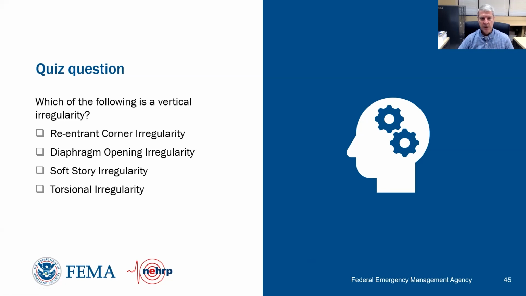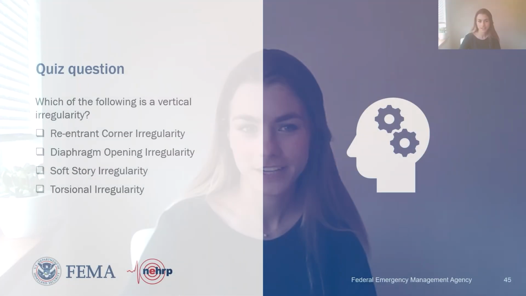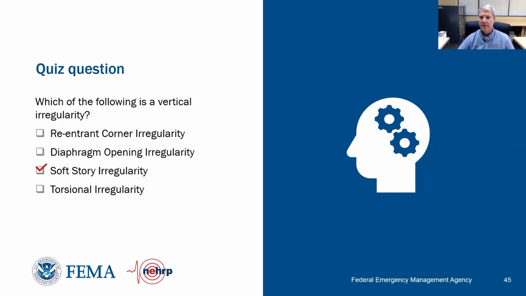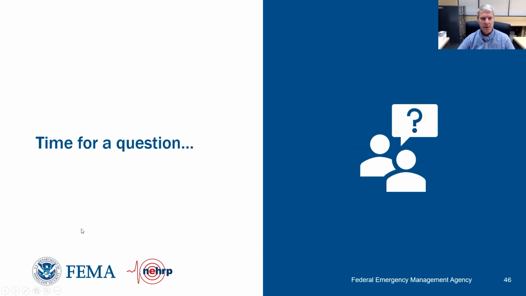All right, Gigi, which one do you think it is? These are all irregularities, but the only vertical irregularity is the soft story irregularity. That is correct. Soft story. Remember, the soft story is somewhat related to torsional, but torsional is only one side. Soft story is throughout the building on all sides. So with that, do we have time for a few questions?